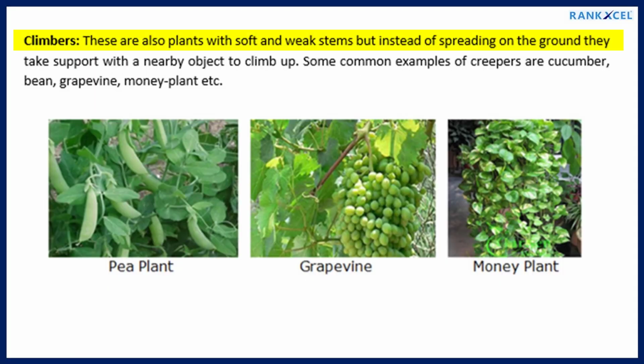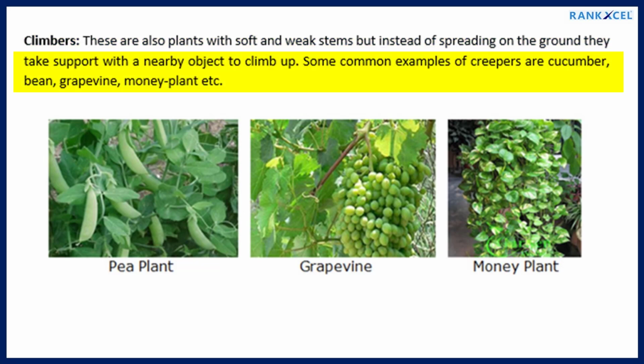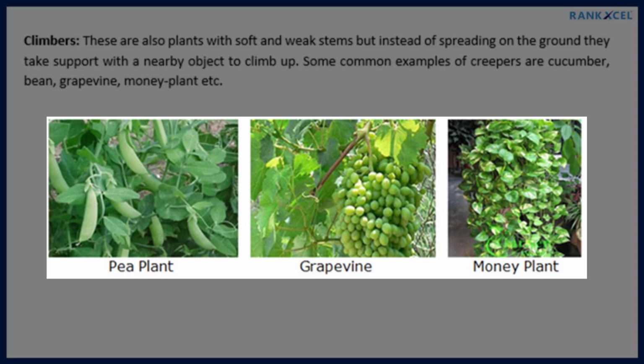Climbers. These are also plants with soft and weak stems, but instead of spreading on the ground they take support with a nearby object to climb up. Some common examples of climbers are cucumber, bean, grapevine, money plant, etc.